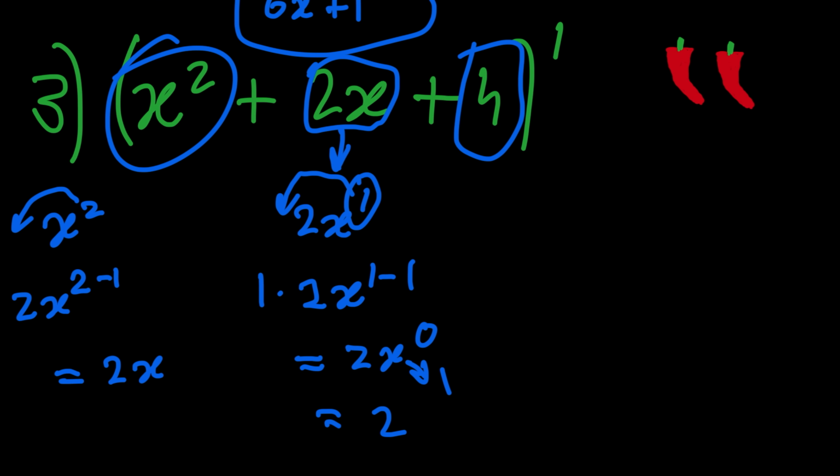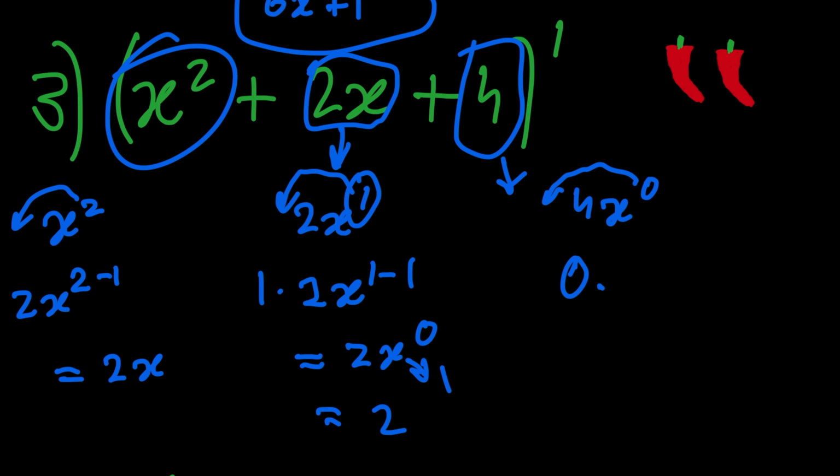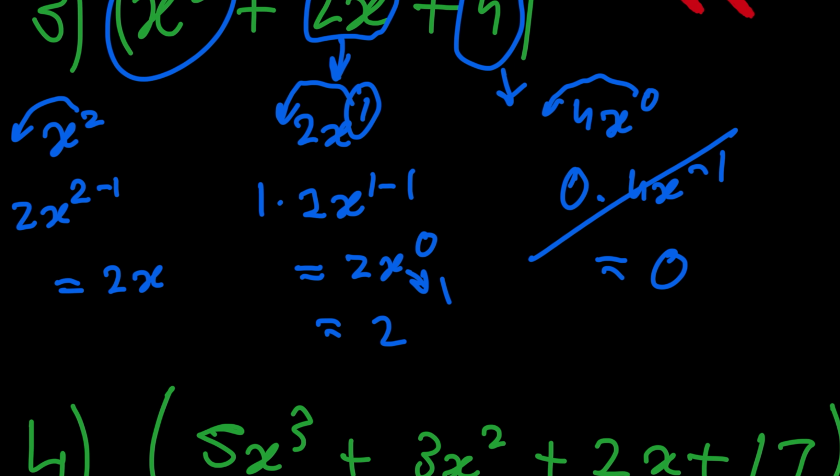And now the final term, we've got 4. We can write this as 4x to the power of 0, right? And again, we bring this down here. So we get 0 times 4x to the negative 1. But since we're multiplying by 0, this whole term will cancel out. So this will just give us 0. So our final answer then would be 2x plus 2.